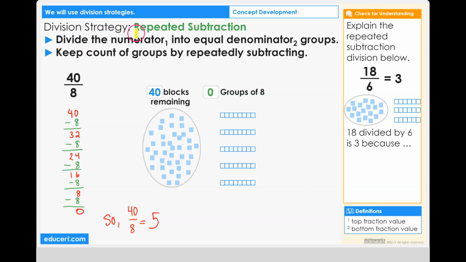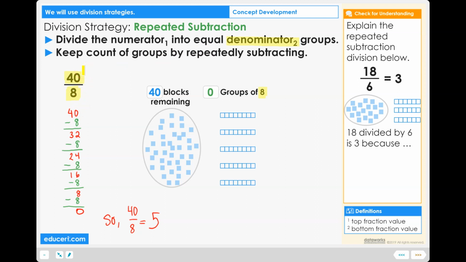Let's read. Repeated subtraction. Divide the numerator, that's the top number of a fraction, into equal denominator groups. Denominator is the bottom value of a fraction. Keep count of groups by repeatedly subtracting.